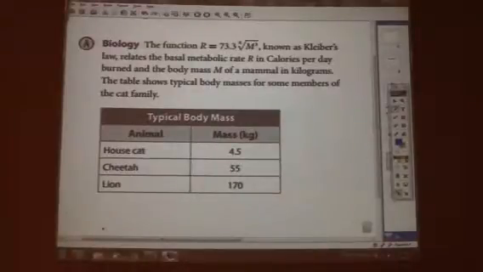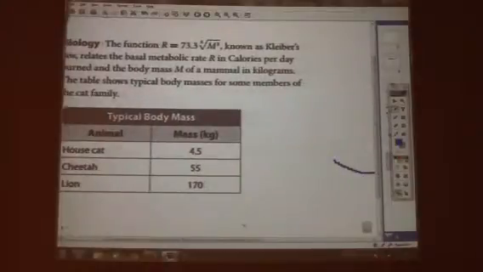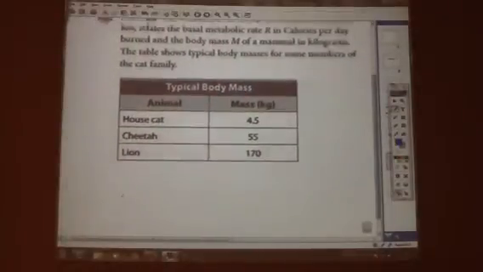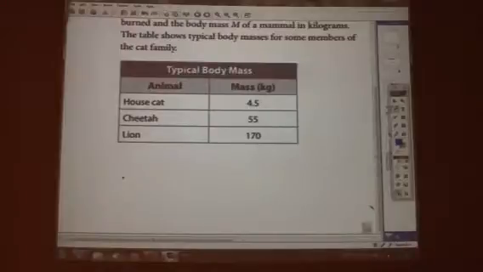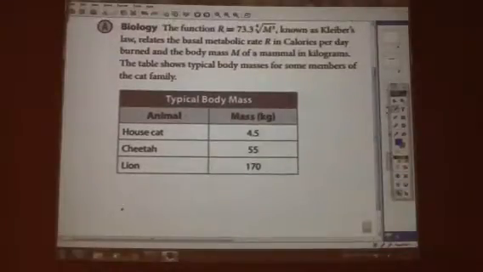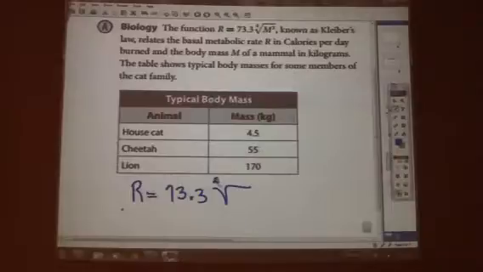So we have a house cat. It's 4.5, a cheetah is 55, and a lion is 170. Part A tells us to rewrite the formula with a rational exponent. So we're going to take Kleiber's law, which is right here, r equals 73.3 fourth root of m cubed, and we're going to write it with an exponent.